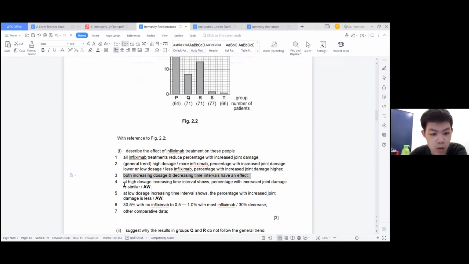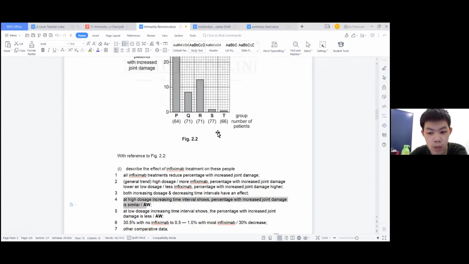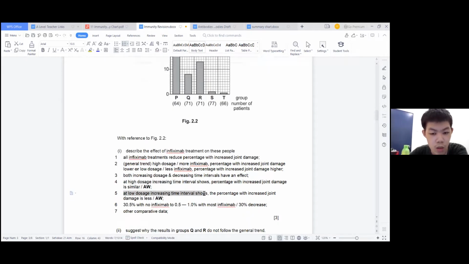You can further describe by 4 and 5. You can say that at high dosage, group S is 8 weeks, and group T is 4 weeks. You can see that you double the time interval, but the change is only about 0.5%. So you can say that the percentage is similar. But on the other hand, at the low dosage, you double the time interval, you actually decrease by a good amount, about 5%. So you can say that at low dosage, increasing the time interval, the percentage will reduce.